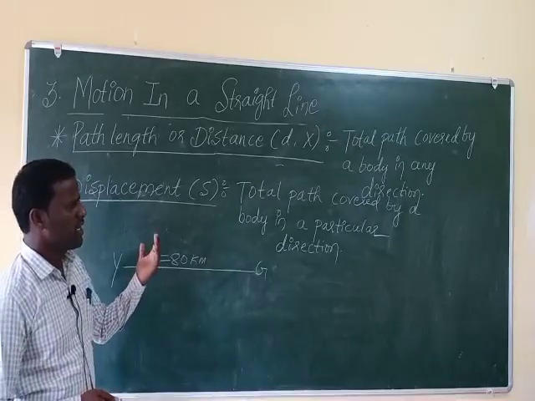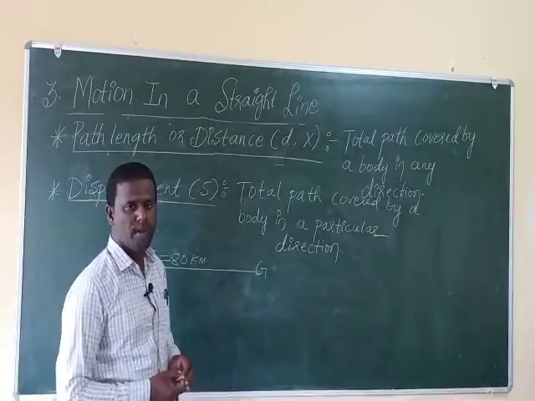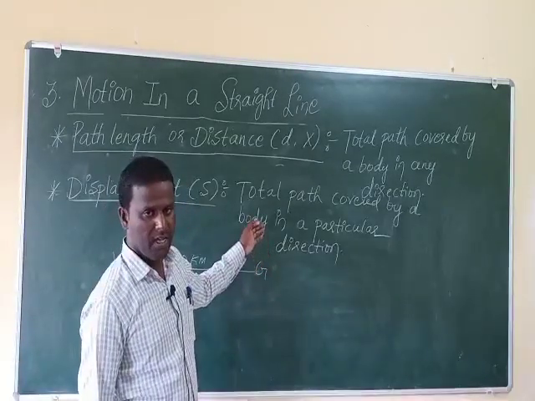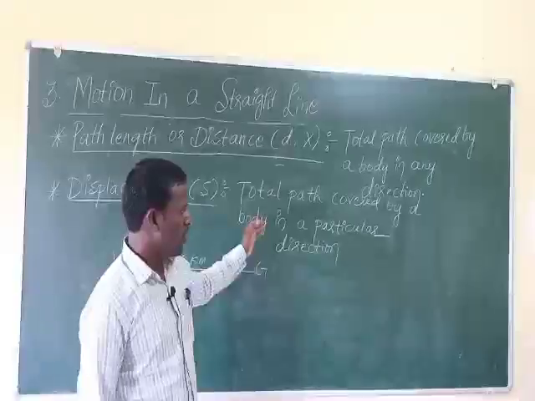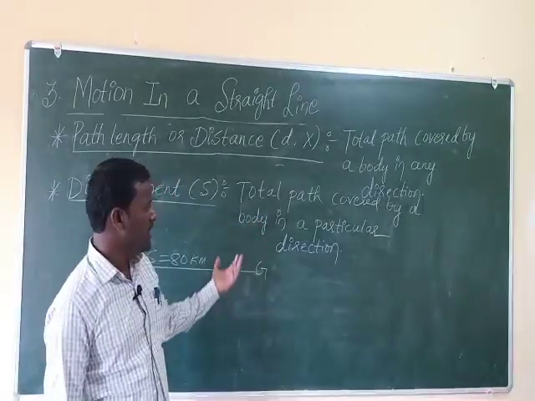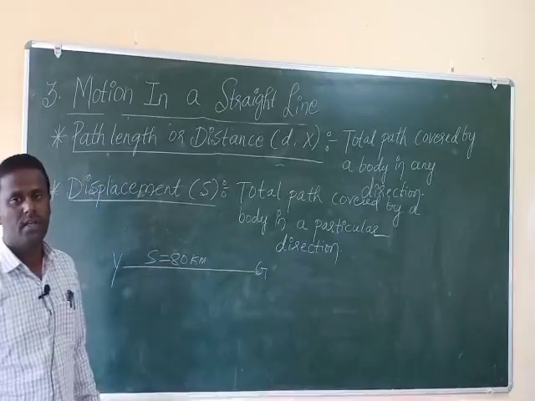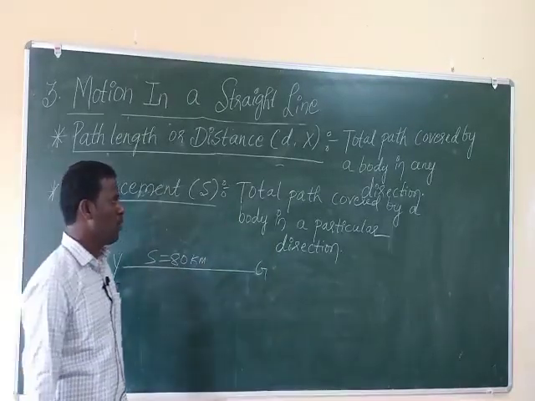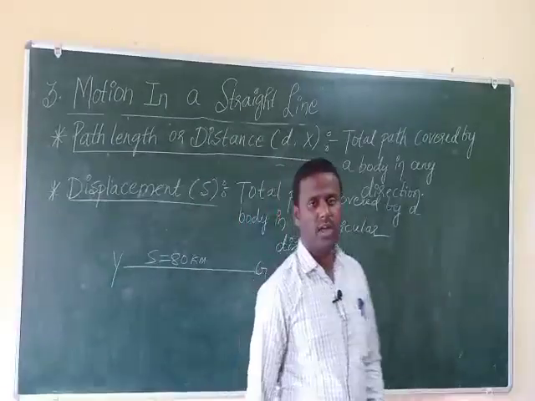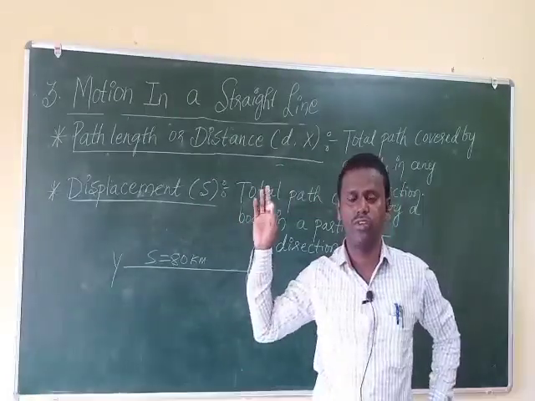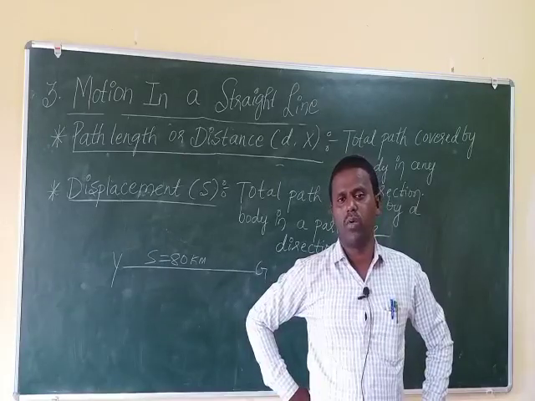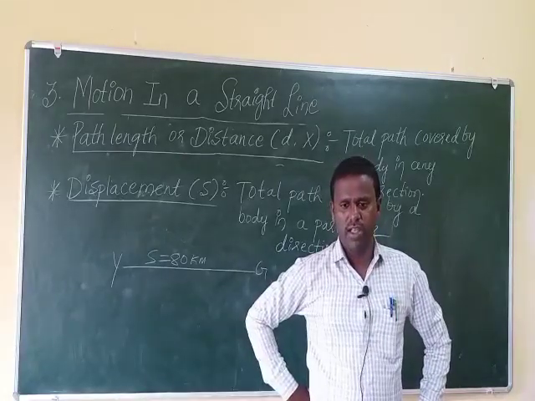The unit for displacement is also meter. The SI unit is meter, the biggest unit is kilometer, the smallest unit is centimeter. Right? And one more thing, it is a vector quantity. As the displacement is having both direction and magnitude, it is called a vector quantity. First is the scalar quantity, this is the vector quantity. Vector quantity and scalar quantity will come in the next class.